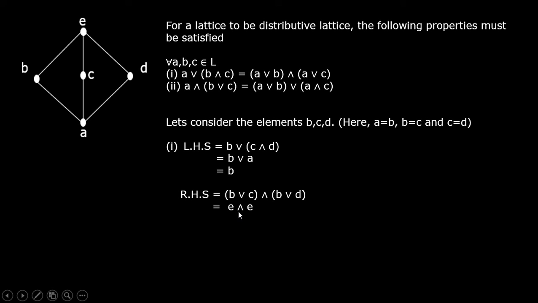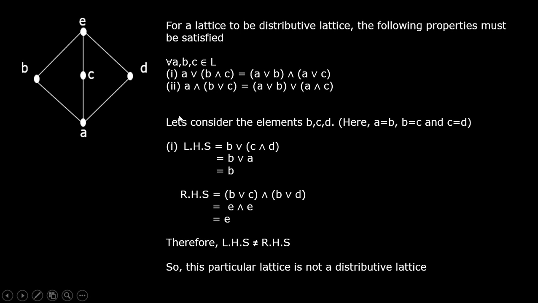Which gives you E and E. And what does this 'and' mean? This means the greatest lower bound. So I am talking of the greatest lower bound of E comma E. What is the greatest lower bound of E comma E? It's quite obvious that it is E itself. So RHS is equal to E. Now my LHS is equal to B and my RHS is equal to E. So it is clearly visible that the LHS is not equal to RHS.